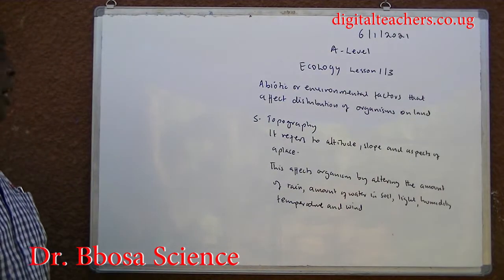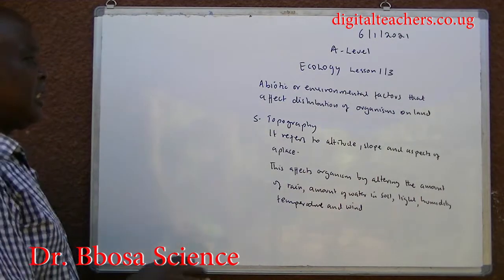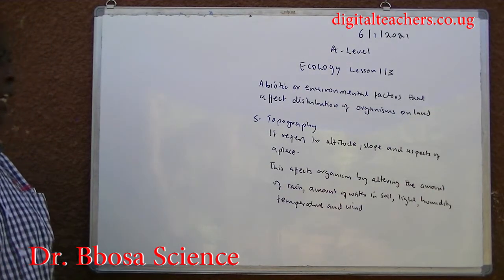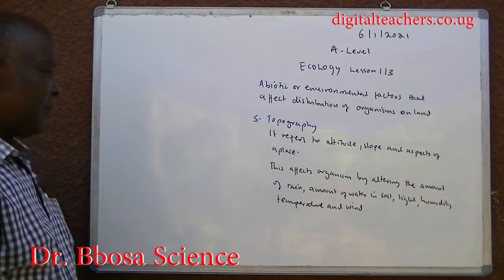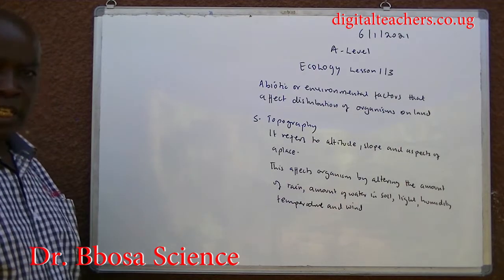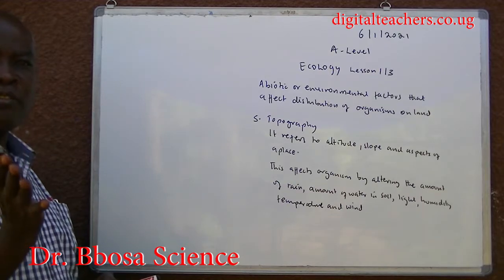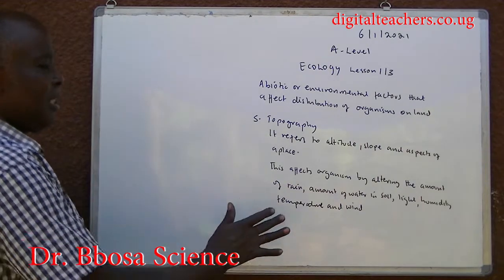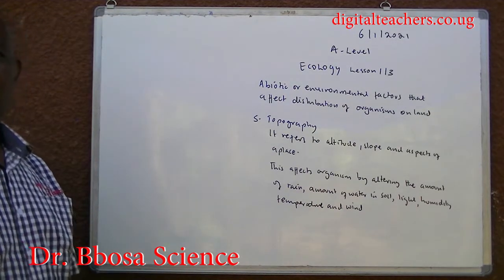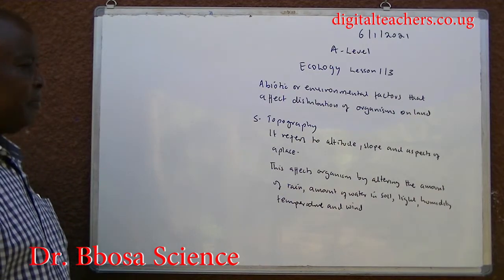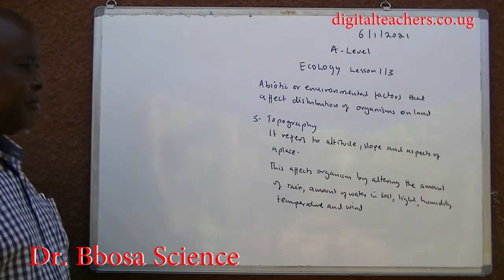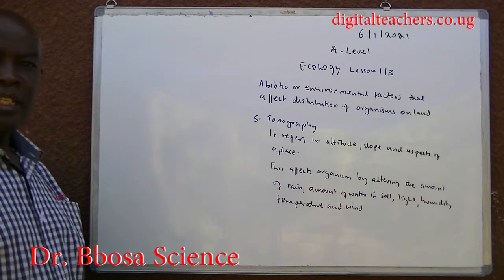The fifth abiotic factor is topography. It refers to altitude, slope, and aspects of a place. This affects organisms by altering the amount of rain. Some part of the hill may not receive rain, while another one receives rain. The amount of water in soil. Slopes don't have waterlogged soils, while valleys have waterlogged soils. Light, humidity, temperature, and wind.